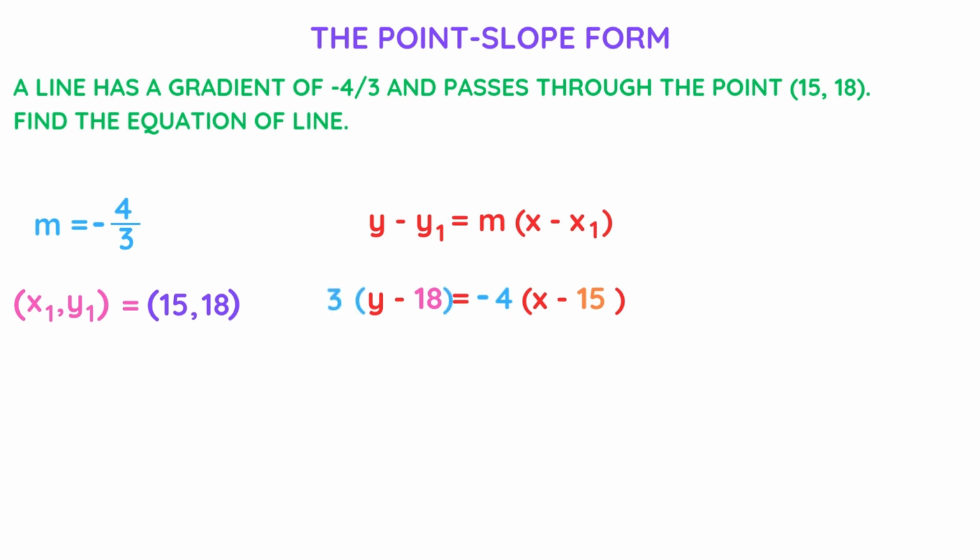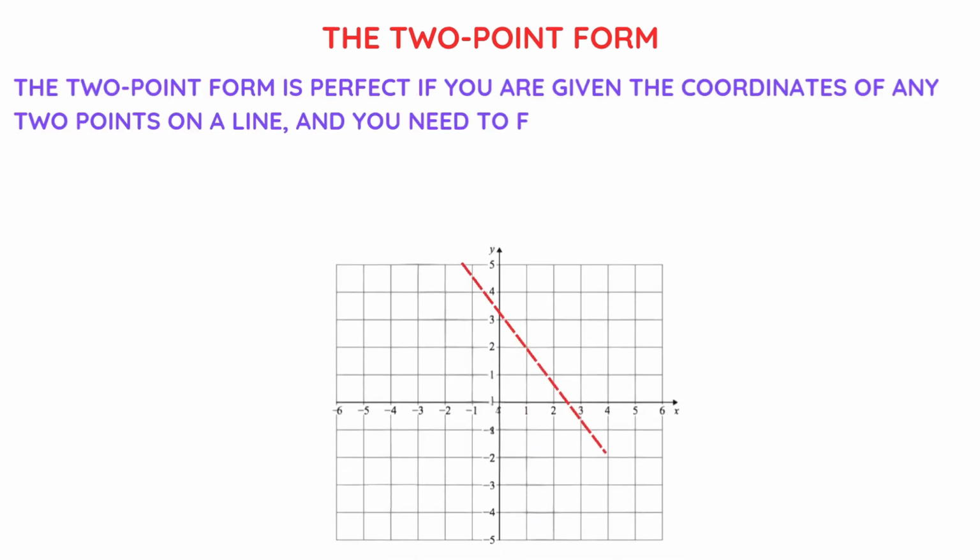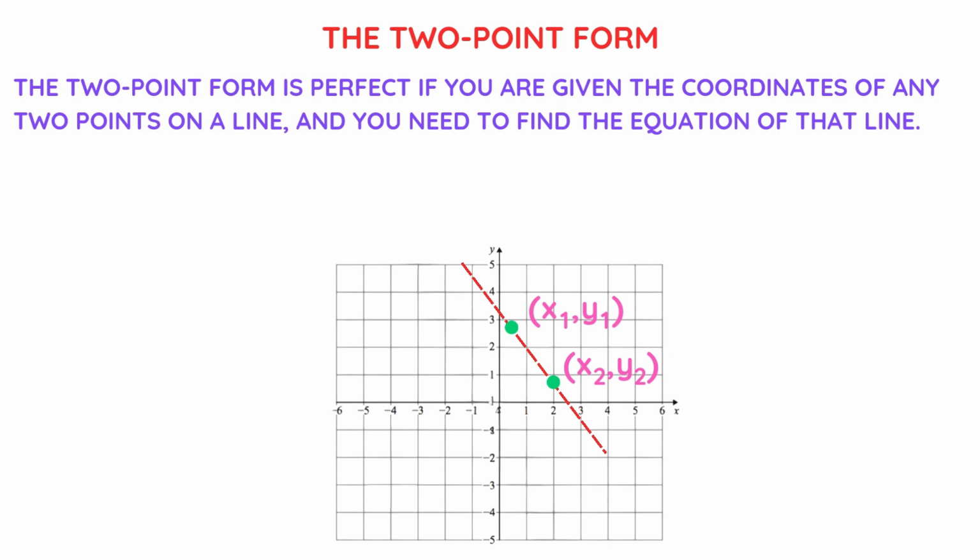The next form that we are going to discuss is the two-point form. The two-point form is perfect if you are given the coordinates of any 2 points on a line, and you need to find the equation of that line. The formula is y minus y1 over x minus x1 is equal to y2 minus y1 over x2 minus x1.